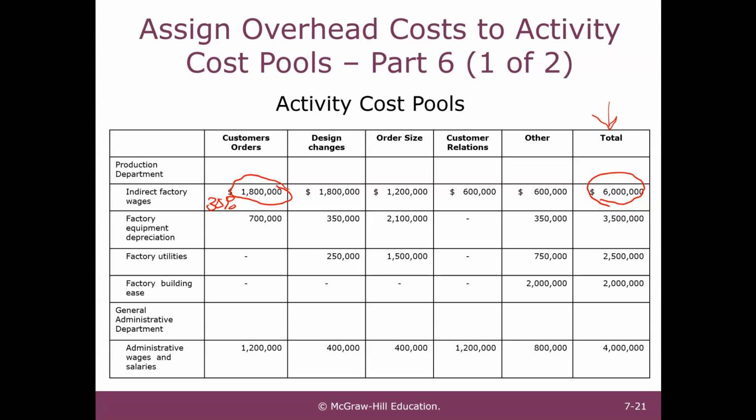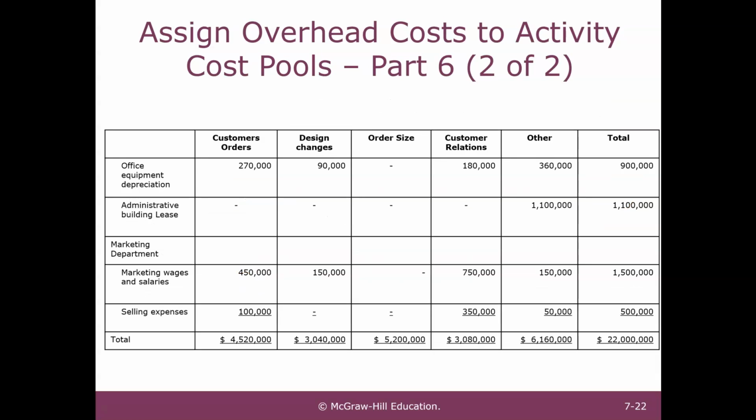Then we do the same thing for factory equipment depreciation. Whatever percentages were under each category, we multiply by the total of factory equipment depreciation and then put those dollar figures in there. If it had 0%, that means that activity cost pool did not have any costs under that section. If you look at customer orders, we have nothing for factory utilities, nothing for factory building lease, and nothing for administrative building lease.